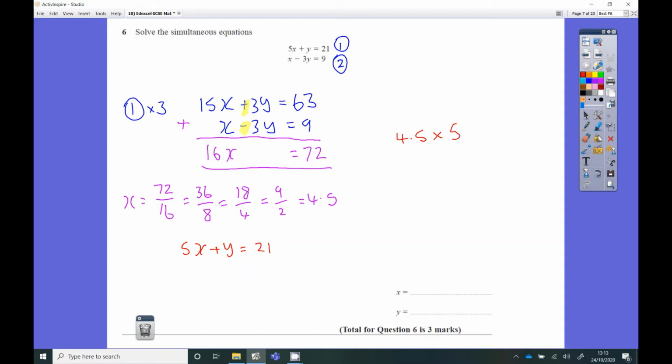Well, 2 lots of 4.5 are 9, so 4 lots are going to be 18. 18 add 4.5 is going to be 22.5. So I know that 5 lots of 4.5 is 22.5. So 22.5 added together to y is 21. So y must be 21 take away 22.5, which is minus 1.5. So our final answer here is y is minus 1.5, while x was 4.5.